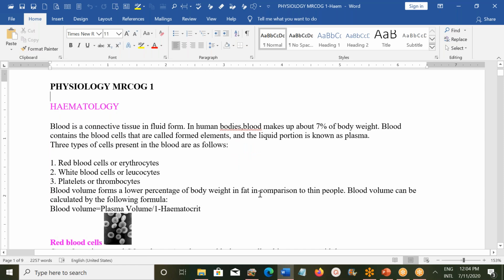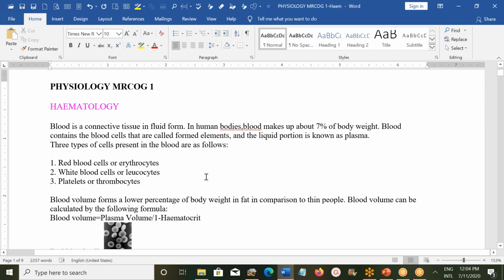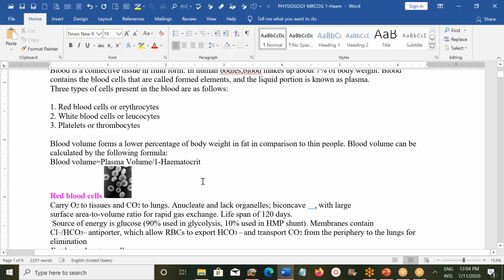In human bodies, blood makes up 7% of the body weight. Blood contains the blood cells that are called formed elements and the liquid portion that is known as the plasma. So basically we have three types of cells which are present in the blood, and you know about them. These are RBCs or erythrocytes, then WBCs or leukocytes, and then the platelets or thrombocytes.